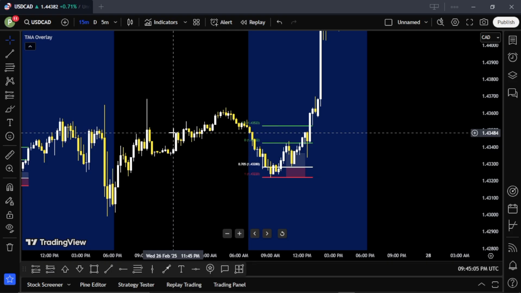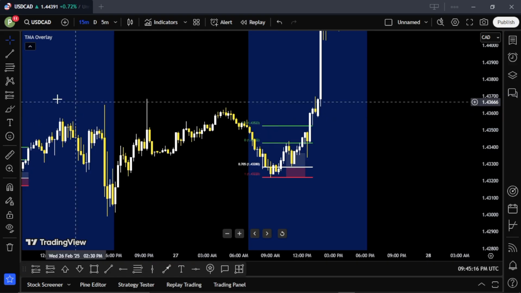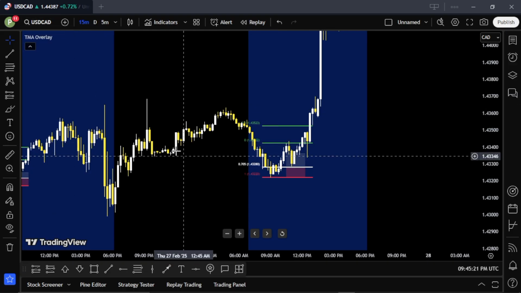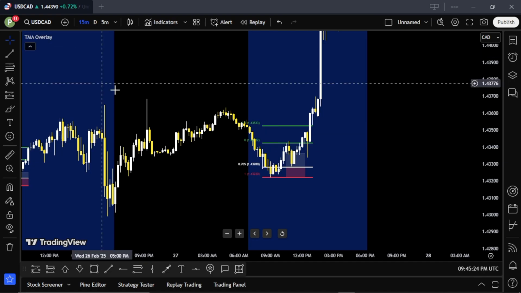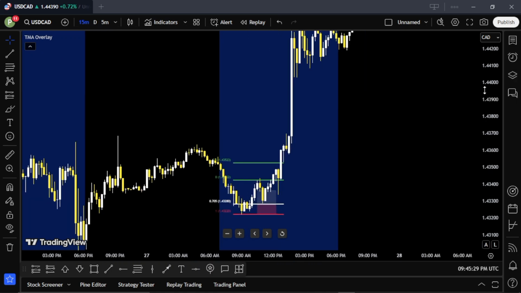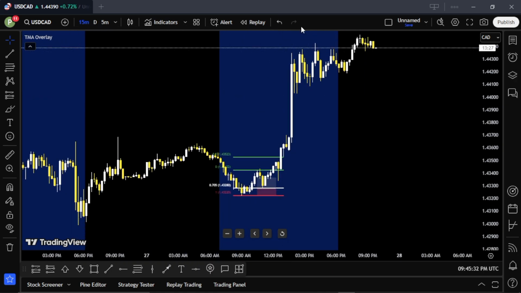So this is more of a representation of a tussle somewhat between the two economies. To a large extent, this represents the US economy because they are the first currency here, before the USD CAD. So if the US economy is outperforming the Canadian economy, you're going to have what we have, where the market is going in an uptrend, because the first currency is stronger than the Canadian dollar, right? So the market is going upwards.